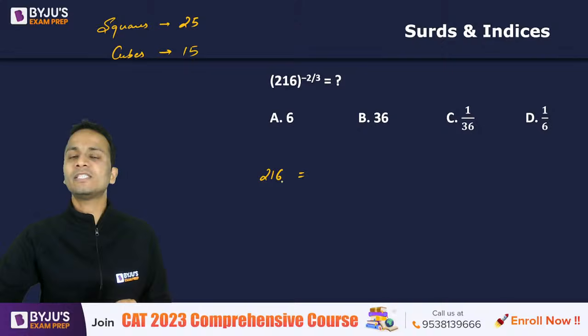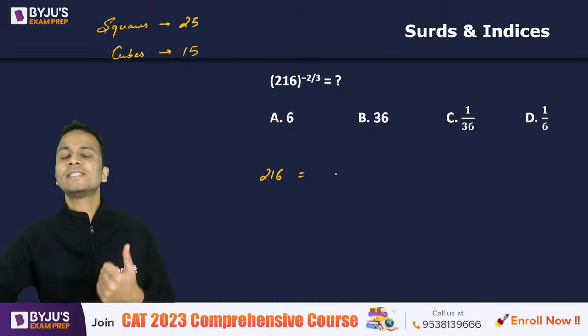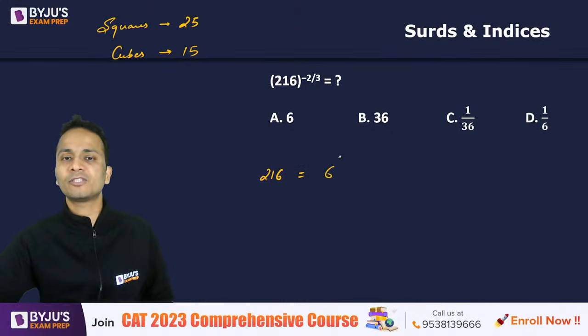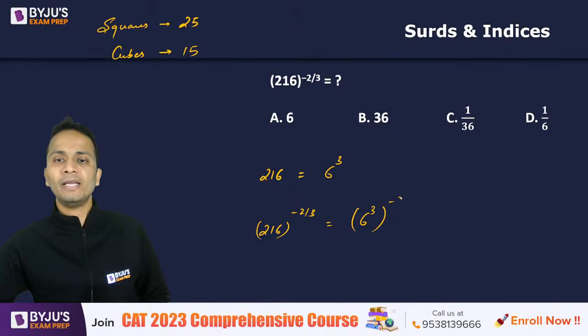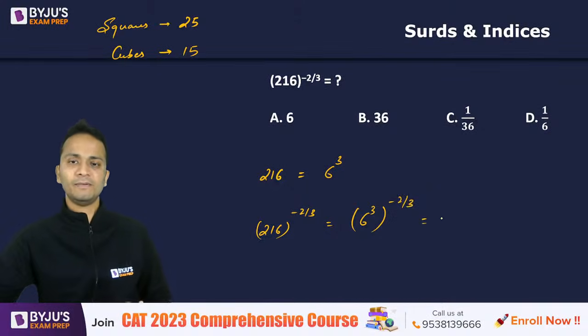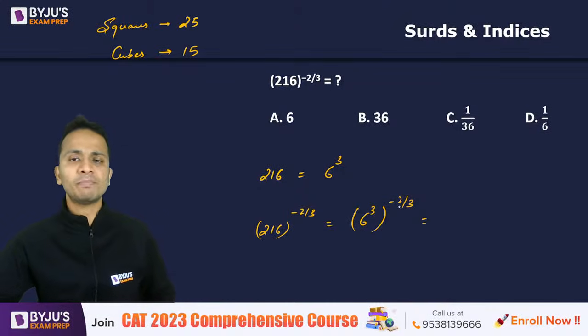So 216. 216 is the square or the cube of which number? 216 is 6 into 6 into 6. That is 6 cube. Okay. So 216 raised to the power minus 2 by 3 can be written, 216 को मैं लिख देता हूं 6 cube whole raised to the power minus 2 upon 3. ठीक है? अब powers multiply हो जाएंगी. If you remember one of the properties that we have done at the beginning of this session, powers will get multiplied. So 3 multiplied by minus 2 by 3. So 3 and 3 will get cancelled.